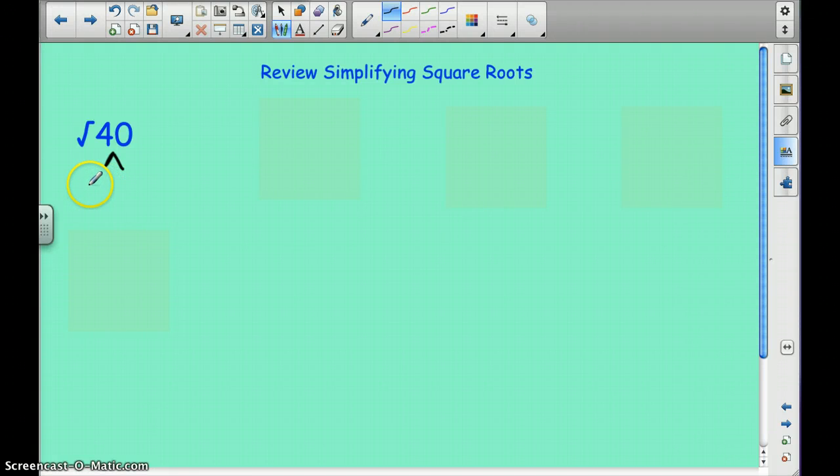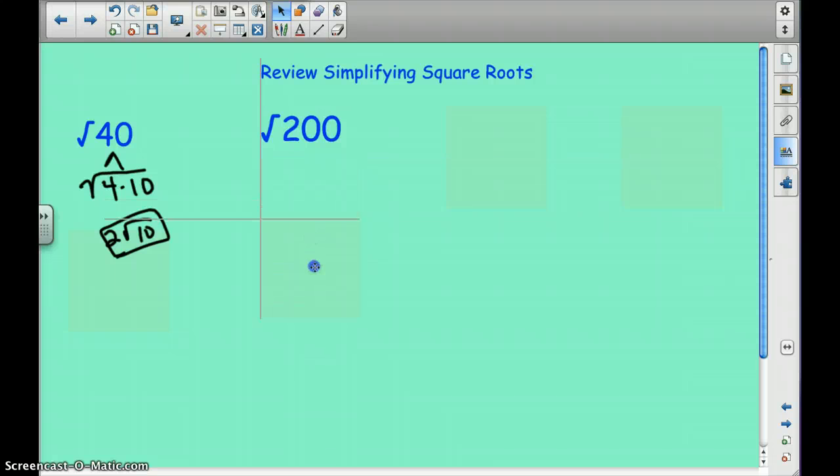Do we know of a perfect square that goes into 40? Well, yeah, 4. 4 is a perfect square, so we can times that by 10. If we split this up, the square root of 4 is 2. Now what about the square root of 10? Are there any perfect squares that go into 10? No. 2 and 5 are not perfect squares, because if you take the square root of them, you get decimals, and the square root of 10 is a decimal as well. So we're going to leave it as 2 square root of 10.